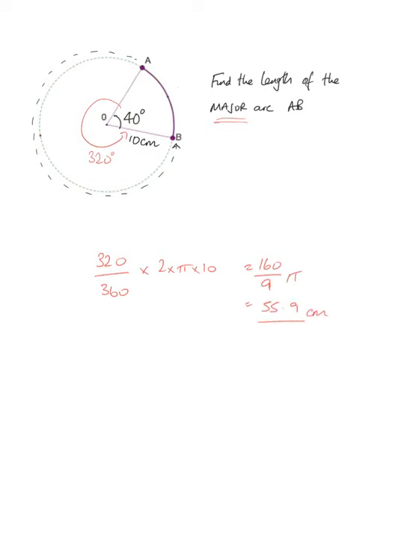centimetres. So, key thing to remember here, whenever we're finding the length of an arc, it's the angle within the arc over 360 times 2 pi r.